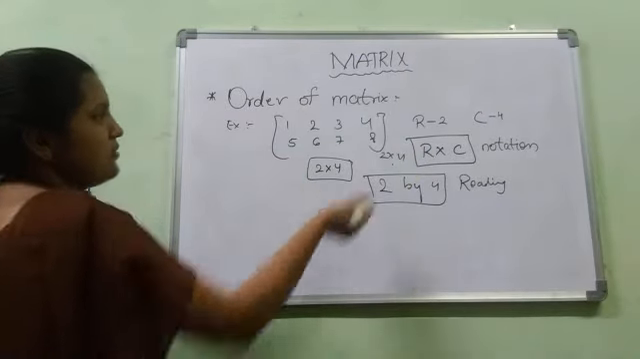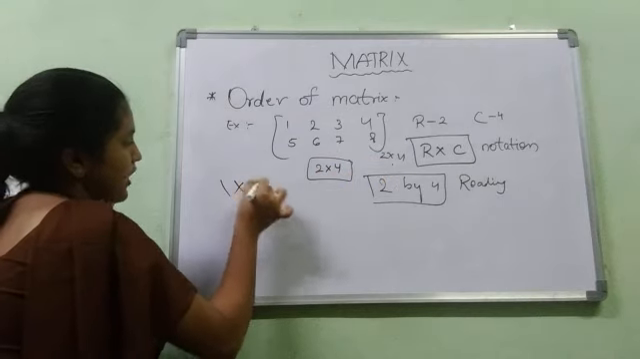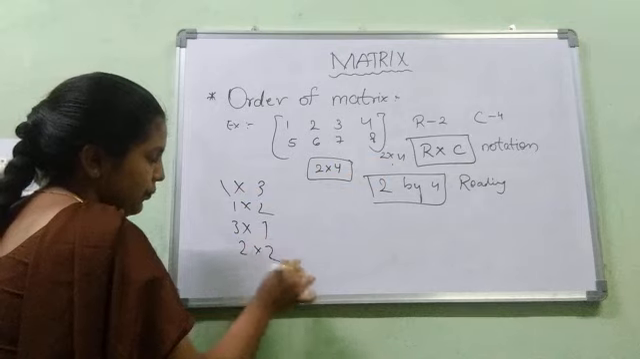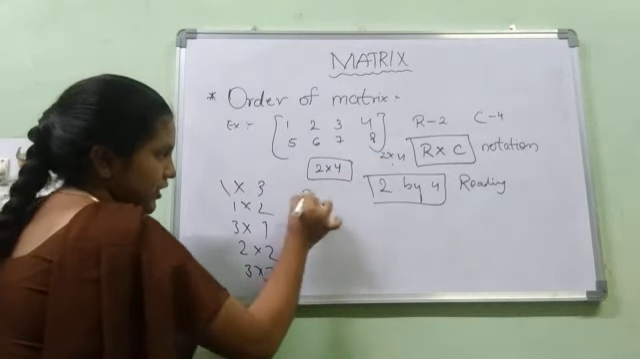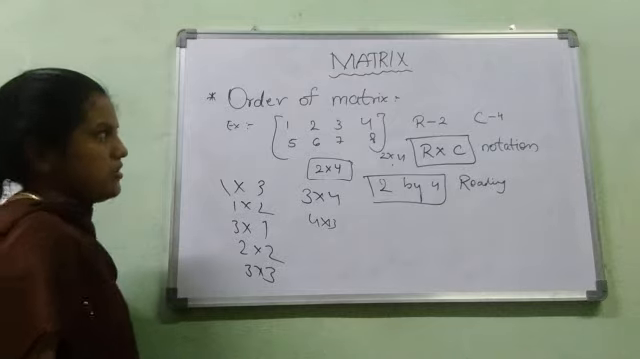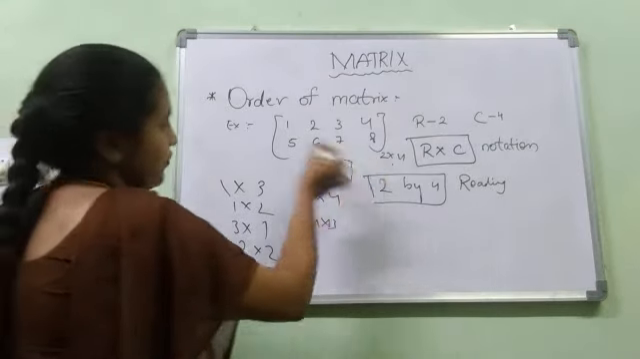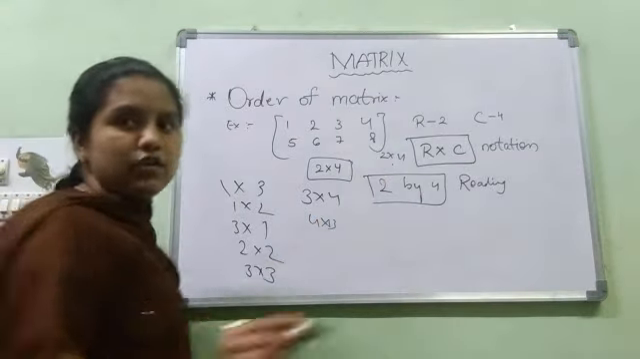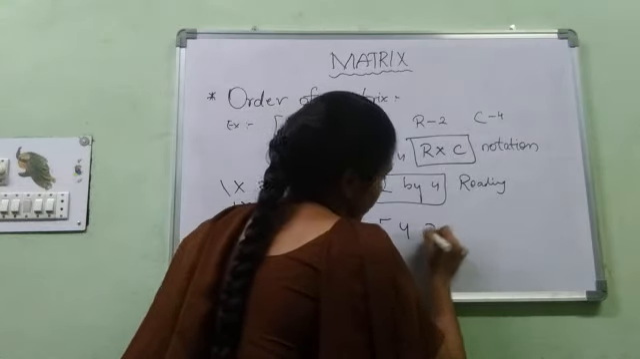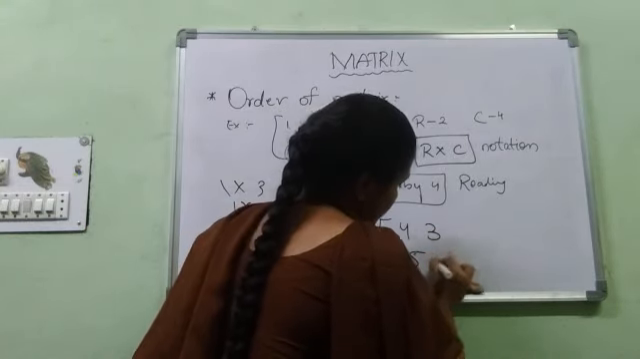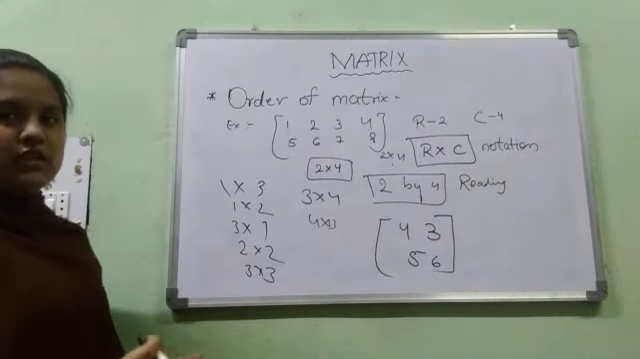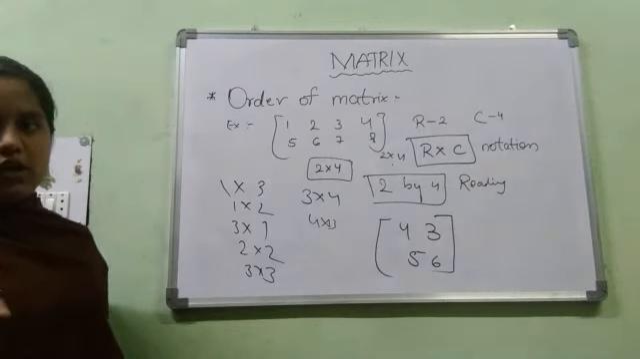So here you have a 2 into 4 matrix. You can also have 1 into 3, 1 into 2, 3 into 1, 2 into 2, 3 into 3, 3 into 4 or 4 into 3. There are many types of matrices. The order of the matrix for this example is 2 into 4. I am giving you a question: what is the order of the matrix? If you know, please write the answer in the comments.